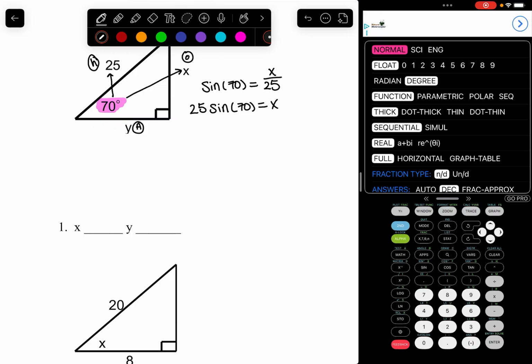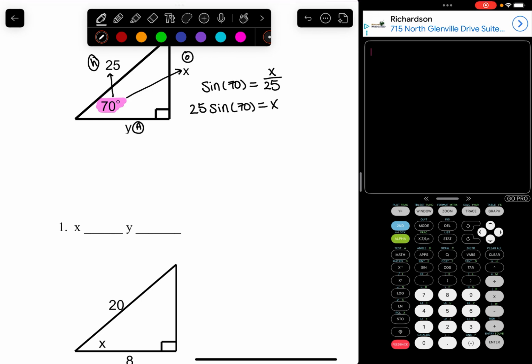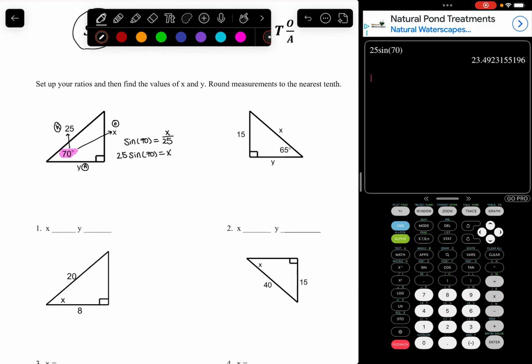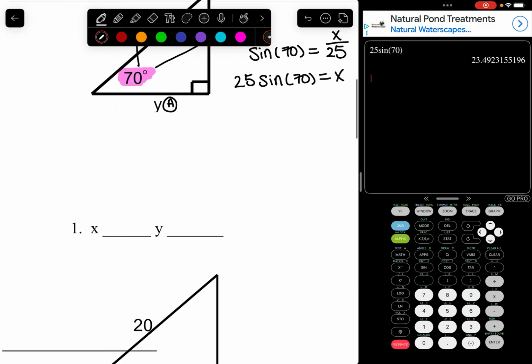As a reminder, if you don't remember if your degrees are turned on, you need to go to mode in your calculator and make sure that it says degree and not radian. I want degree. Okay. Now I'm going to type in 25, and then instead of tangent, I'm going to hit sine of 70. And I get 23.49. So I think this wants us to round to the nearest tenth. Yes, it does. So x will be 23.5.